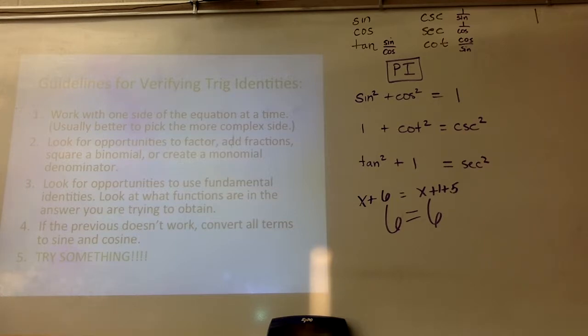It's better to pick the more complex side because then you're simplifying it. You're making it smaller to match the smaller other side. Look for opportunities to factor, add fractions, square a binomial. So that's what we just did in the warm-up. Create a denominator, an LCD.